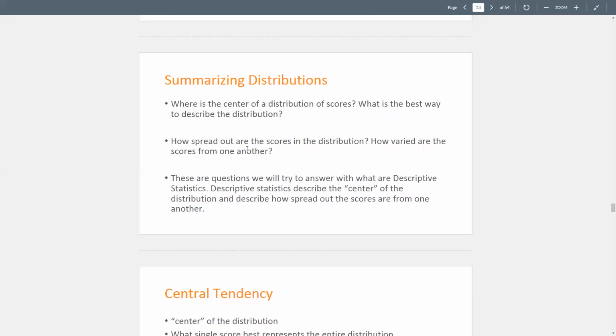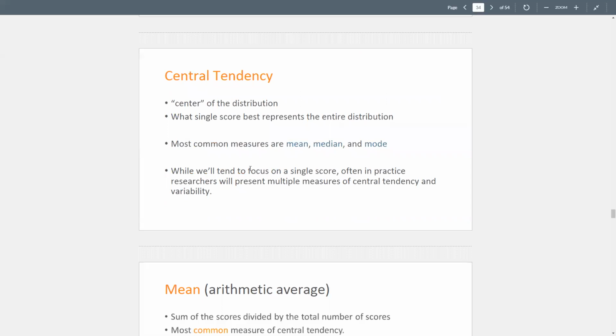Now, when we talk about which ways we can numerically summarize our data, that's where descriptive statistics try to offer one or more numerical values that summarize what our data look like. By central tendency, we just ask: what's the center of the distribution? What single score best represents this entire distribution?